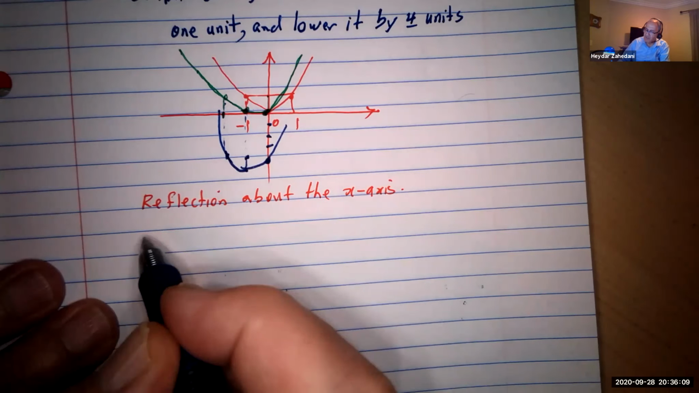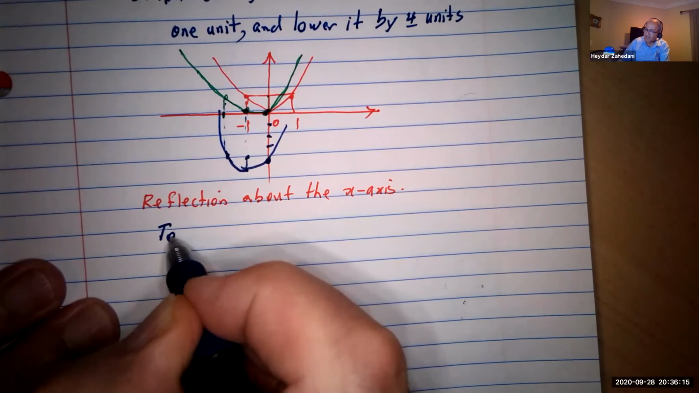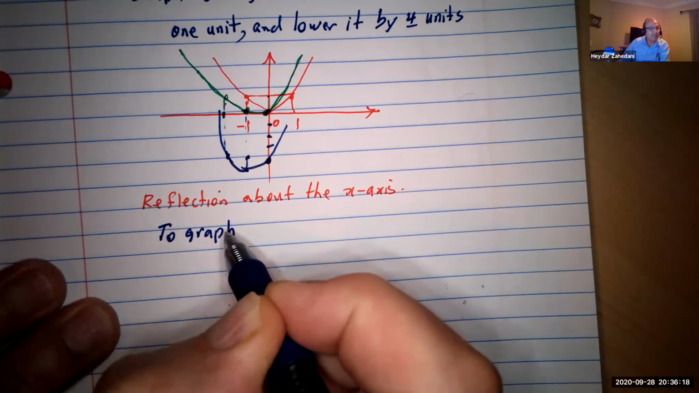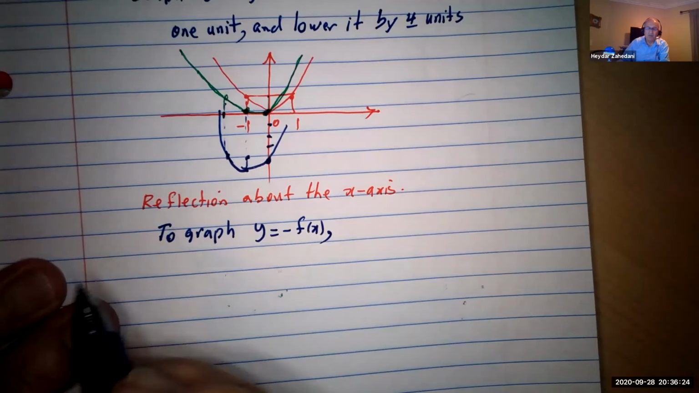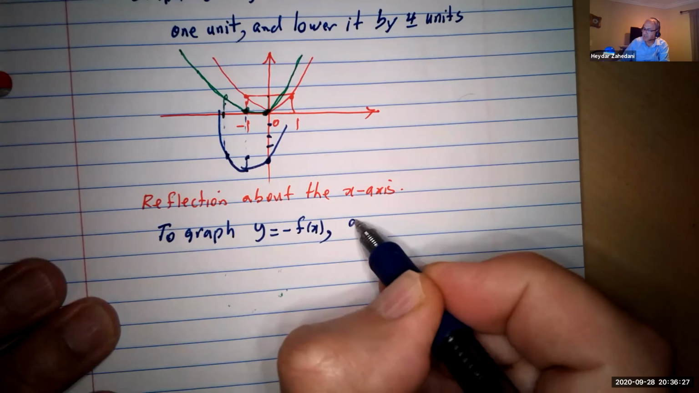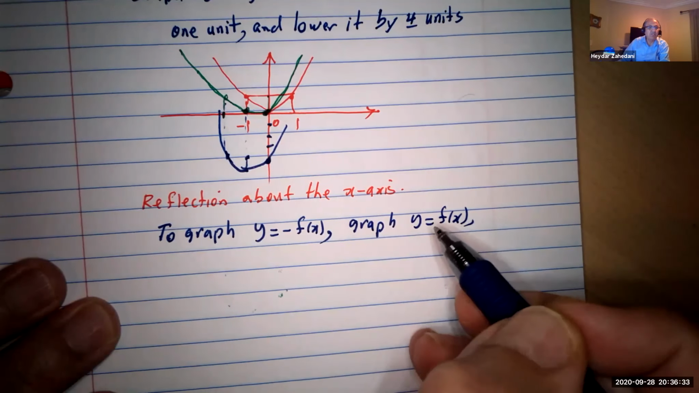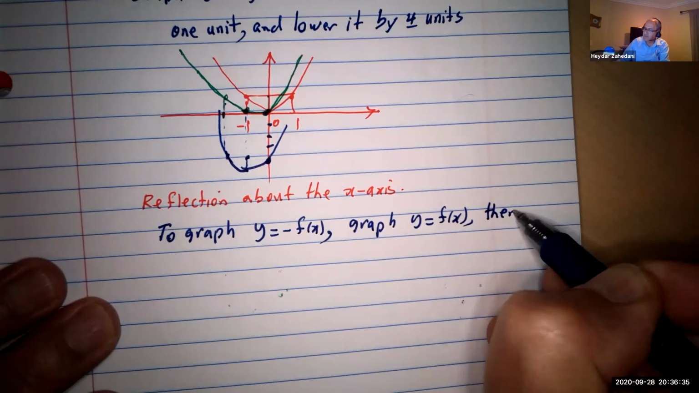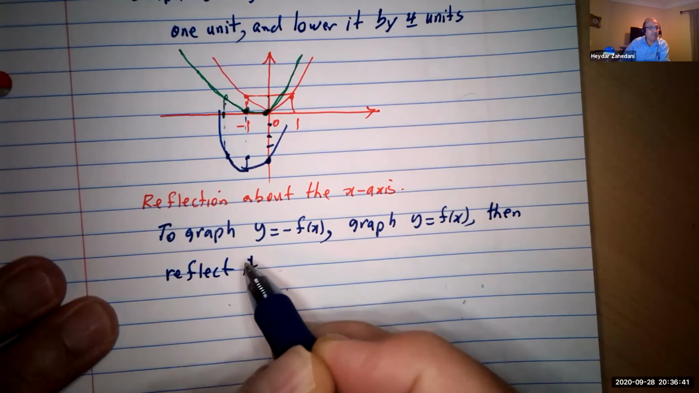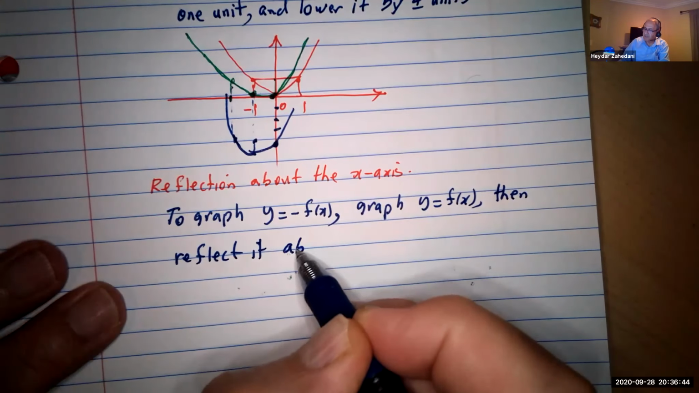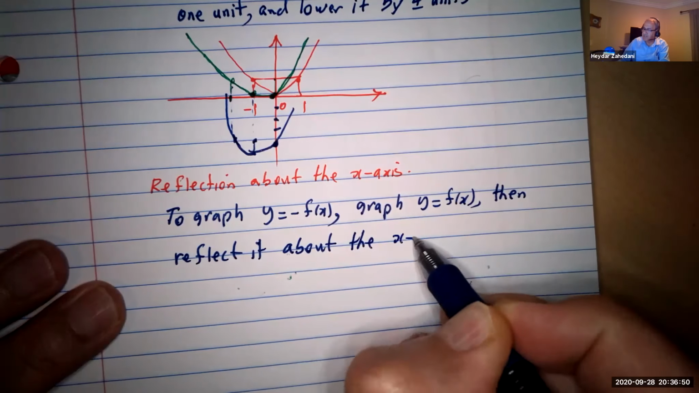So what you're going to do is graph y equal to the negative f of x, because that's a reflection. You graph y equal to the f of x first, then you turn it over, reflect it about the x-axis. You get the mirror image. That's easy.